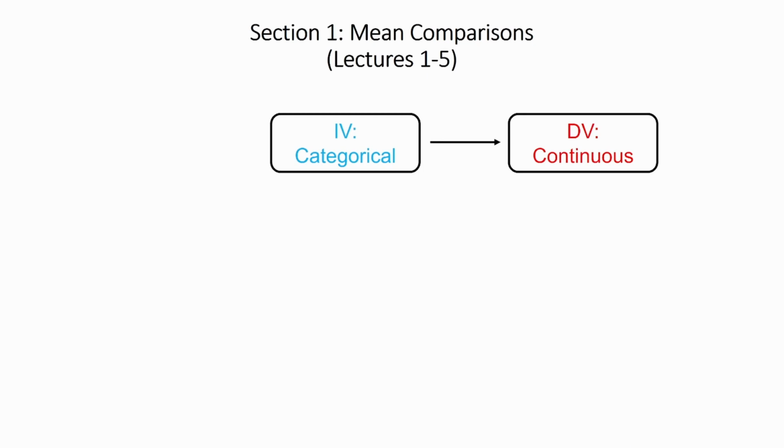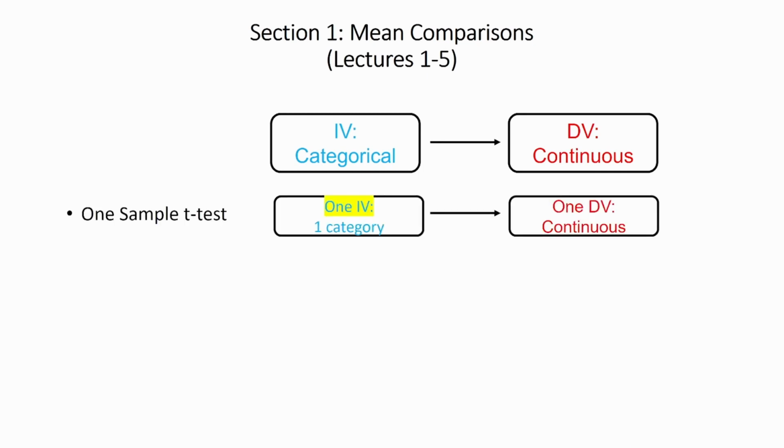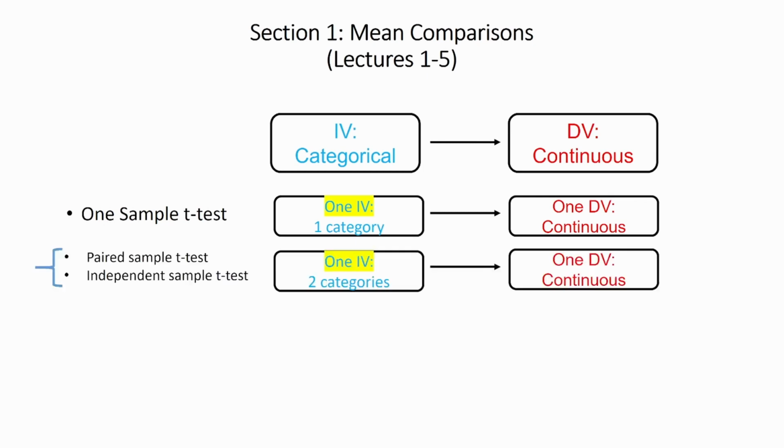So the first section is about mean comparison. In all of this mean comparison, the dependent variable is always a continuous variable. The difference is in the independent variable. So the first test, in lecture 1, we call the one sample t-test. For the one sample t-test, the independent variable only has one category. Another one is called the paired sample t-test or independent sample t-test. For this, it also has one independent variable, but it has two categories.